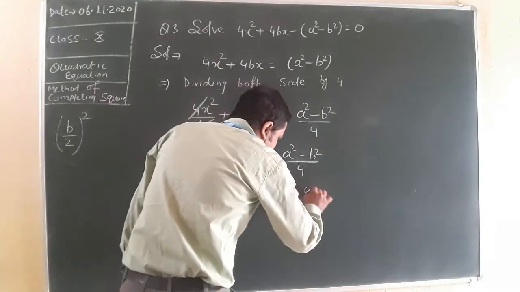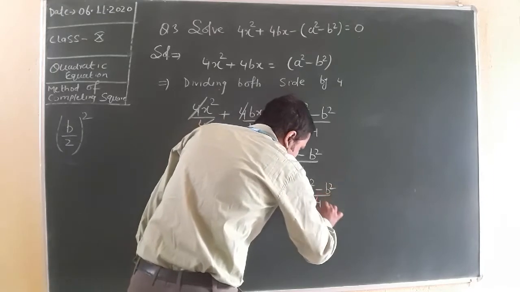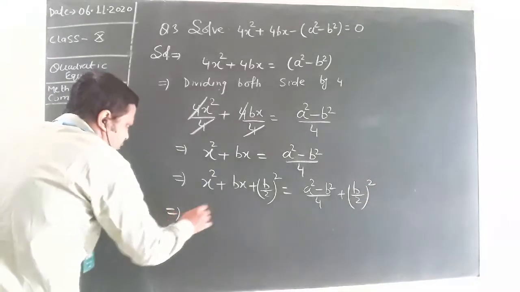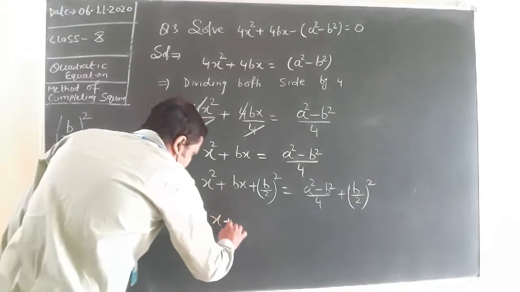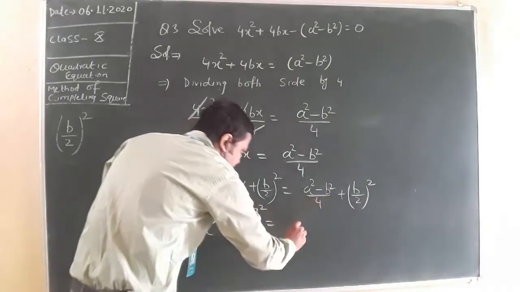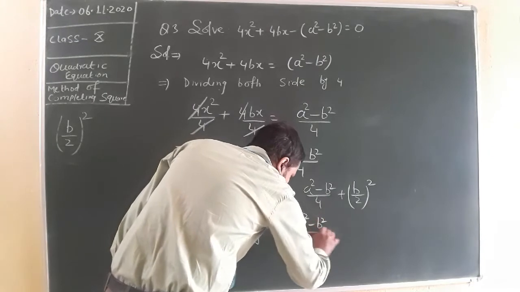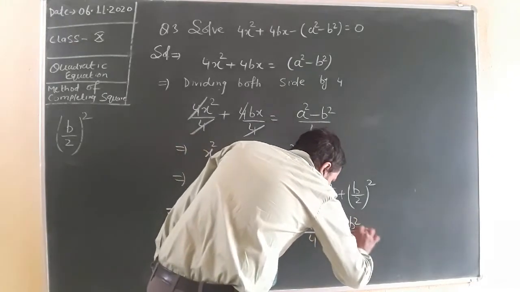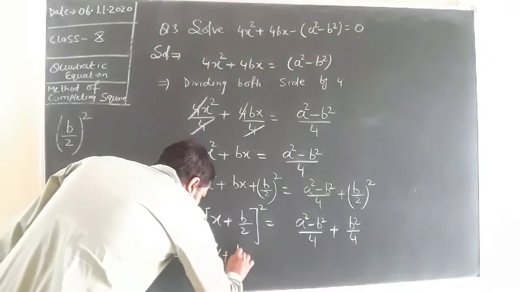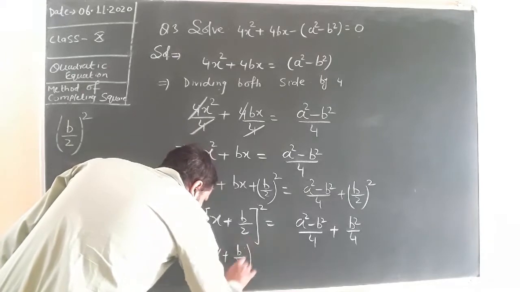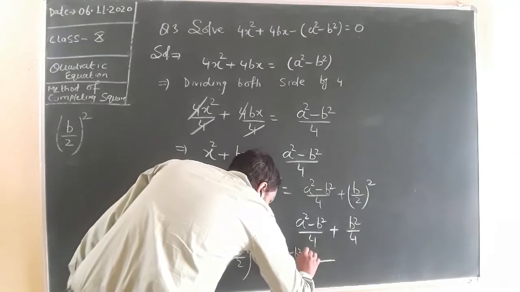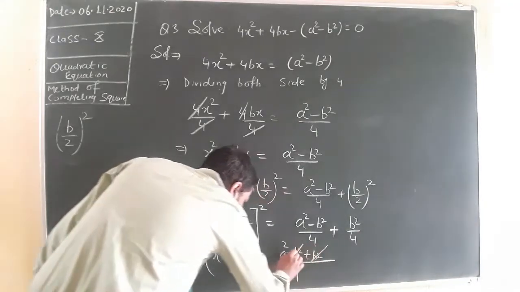is equal to a square minus b square by 4 plus b by 2 whole square. So if the coefficient of x is plus, it will become a plus b whole square. Now solve the right hand term, a square minus b square by 4 plus b square by 4. Now take the LCM, so it will become x plus b by 2 whole square is equal to, 4 will be the LCM, it will be a square minus b square plus b square, cancel out.